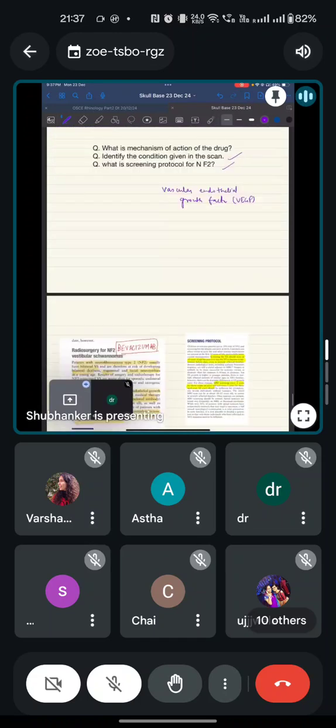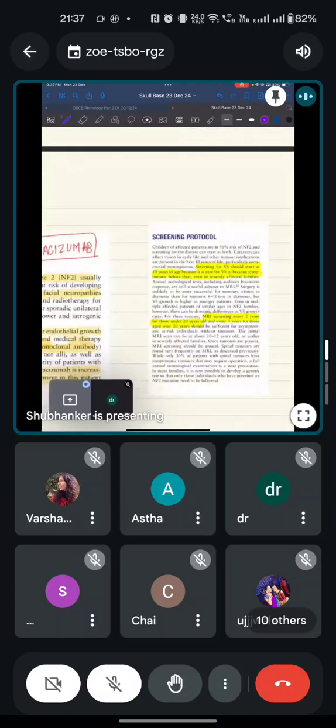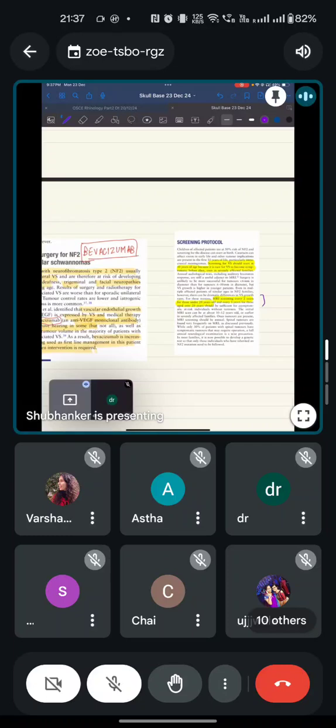Screening protocol for NF2, we have seen it. This is a screening protocol. We will screen with MRI, every 2 years for those who are under 20 and every 3 years for those who are over 20 years of age. Please go through it once again.